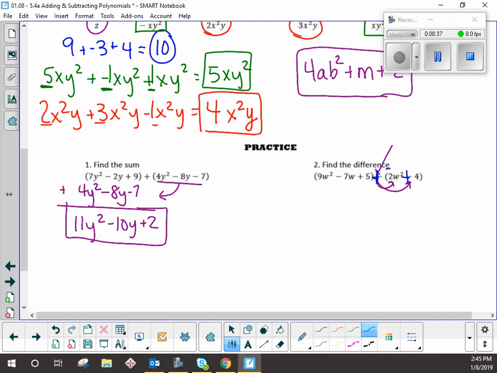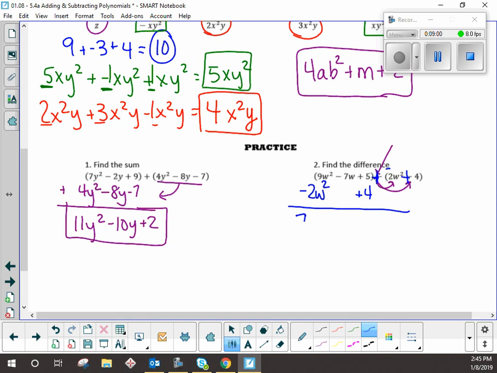But if I'm lining stuff up and down, this negative 2w squared is going to go under what in the first group? Where will I line that? The 9w squared, right? So negative 2w squared is going to go here. And then this positive 4, I change the sign to positive. Where am I going to line that up? With the 5, absolutely.